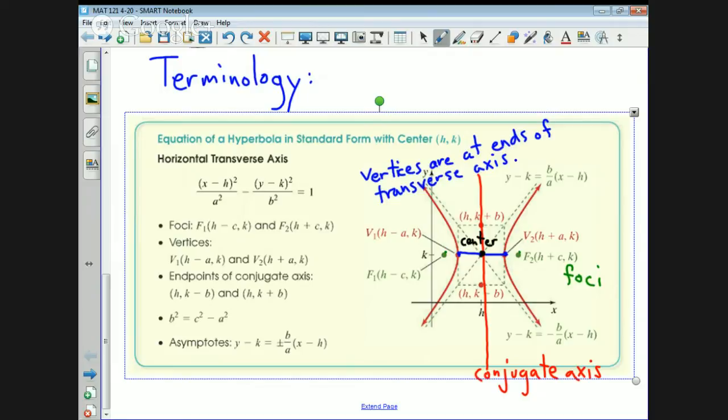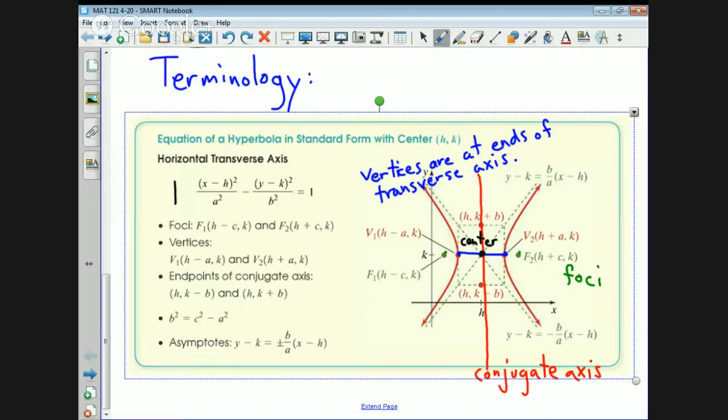That's all the main terminology I wanted to get out there. You have your vertices, your center, your foci, the conjugate axis, which splits it, and then the transverse axis. They like to use all this terminology throughout the problem, so that's why I'm making sure to get it in here. A couple other things over here on the left to be aware of.